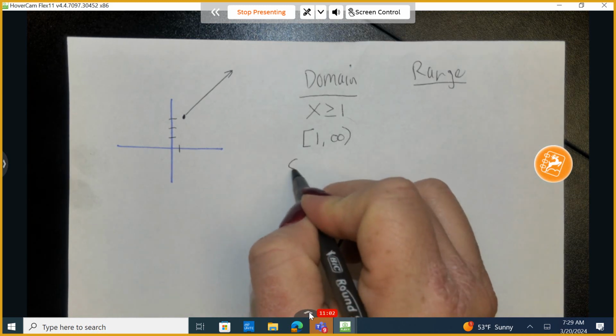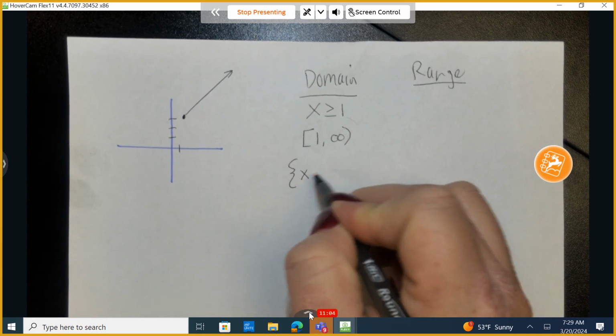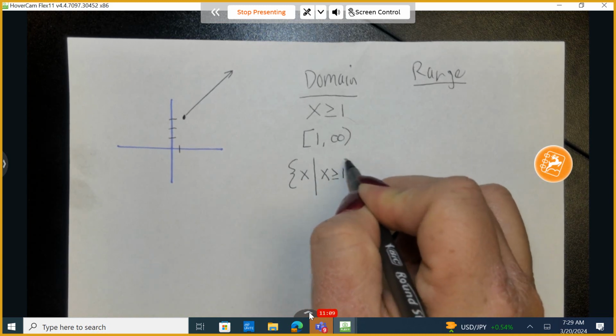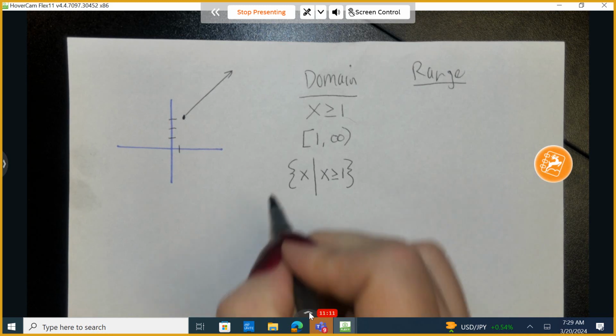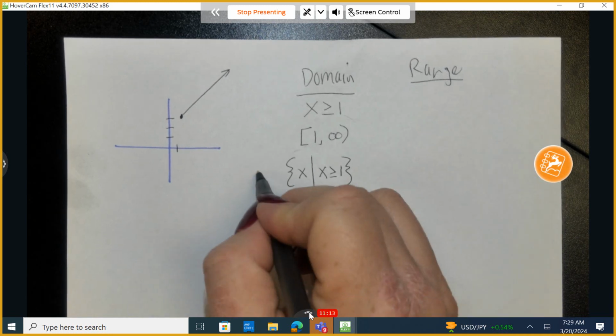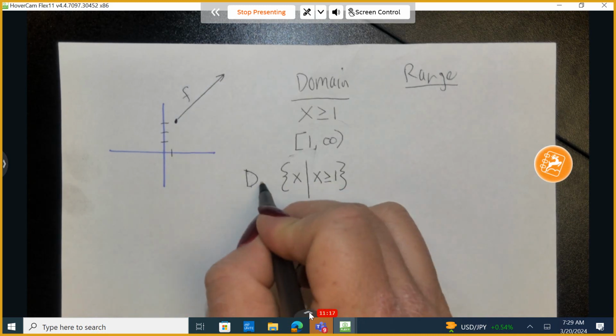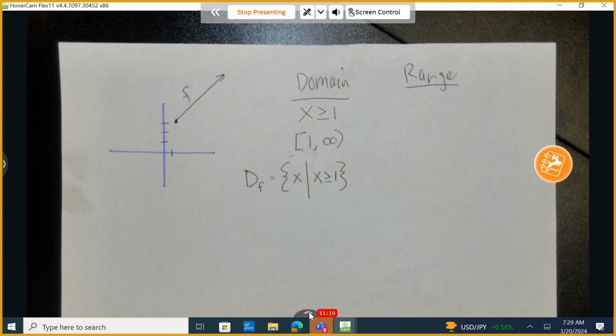You ready? Please write this down. So all x's such that x is greater than or equal to 1. This is the domain here, and this is how it writes. The domain, we're going to call this function f, okay? The domain of f is equal to this. It's fancy, but I want you to recognize it.